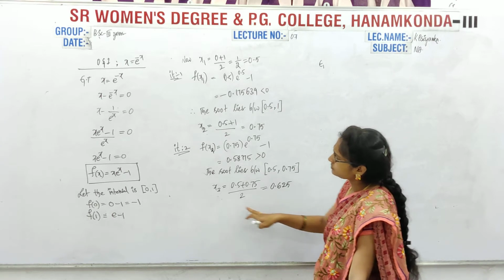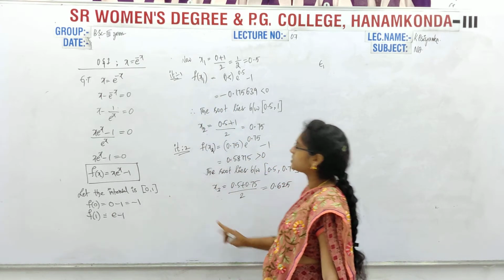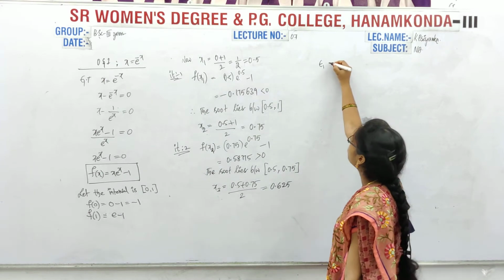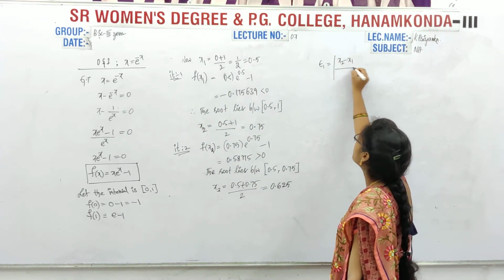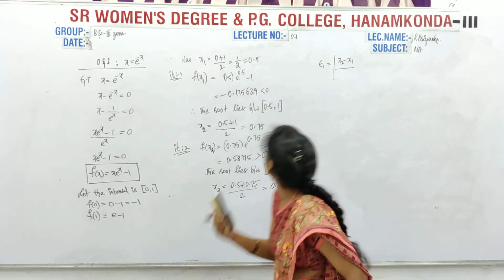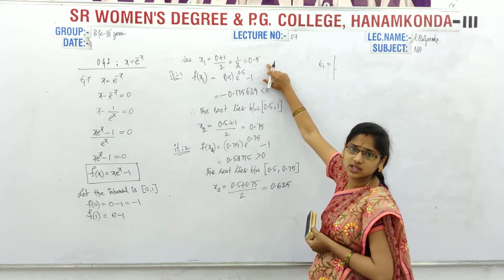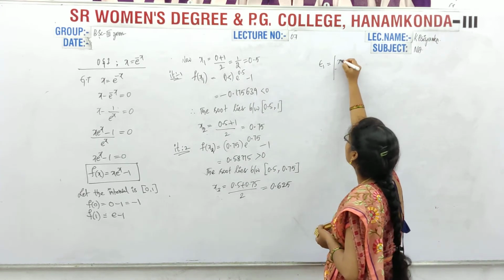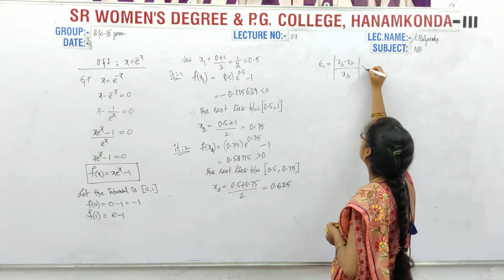Now here x1 is a known value. The first one comes after 2 iterations are complete, and the formula for this one is nothing but x2 minus x1. Sorry. x1 is the common thing, so no need to take it because it is a given interval only. Now x3 minus x2 by x3 into 100.